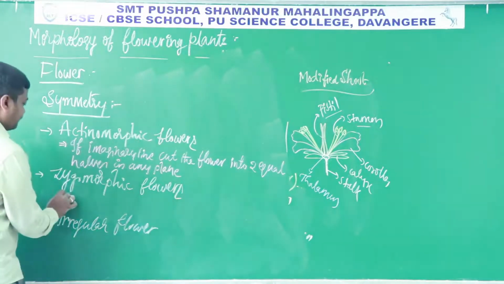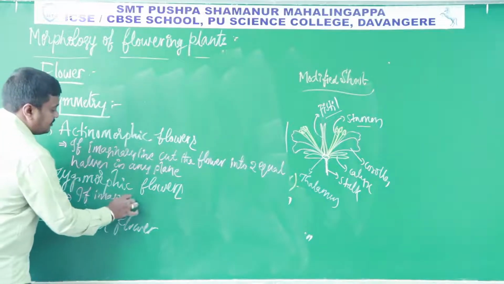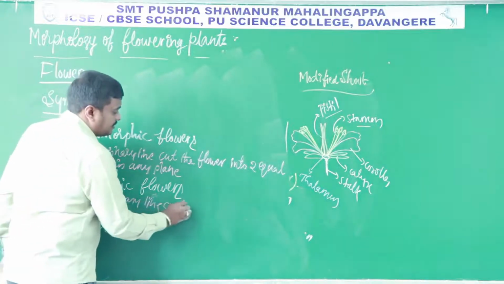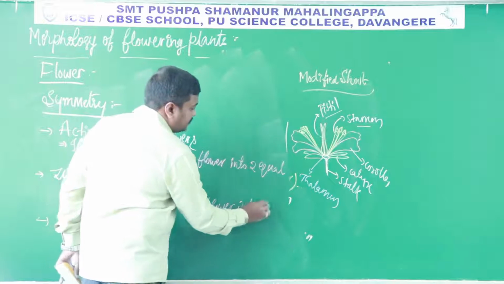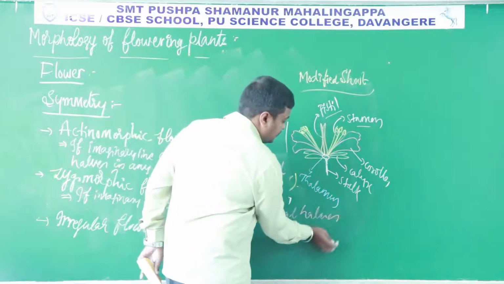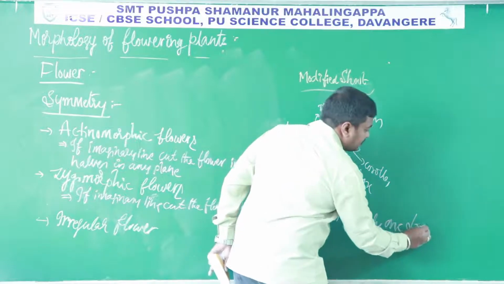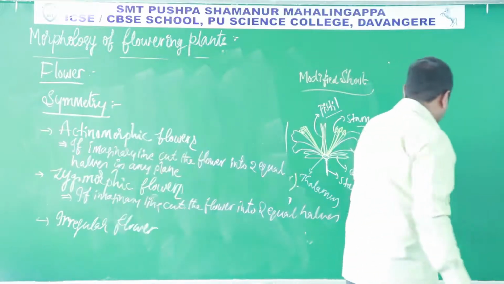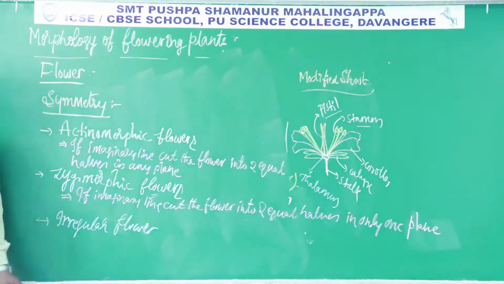Then a zygomorphic flower. If an imaginary line cuts the flower into two equal halves in only one plane, not direction, only one plane, it is called a zygomorphic flower.